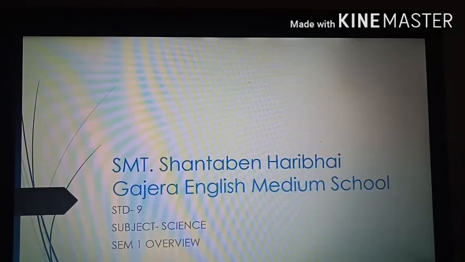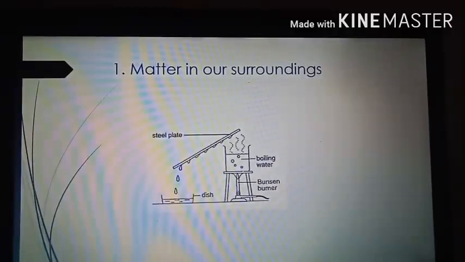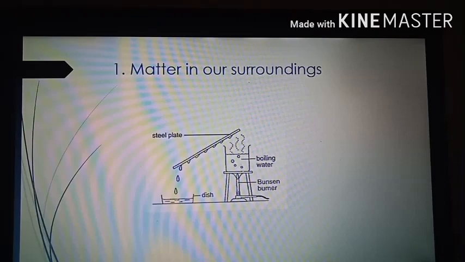Today we will learn about the subject Science, Standard 9th, Semester 1 overview. We will see which chapters are included in Semester 1. The first chapter of Semester 1, Standard 9 is Matter in Our Surroundings.